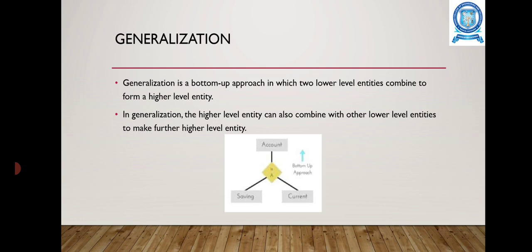This is an example. In this example, savings and current account type entities can be generalized and an entity with the name account can be created, which covers both. This is the bottom up approach, that means the generalization concept.